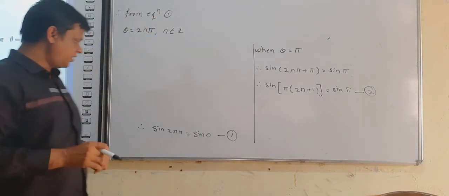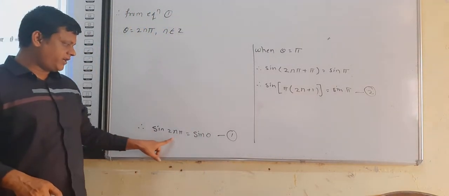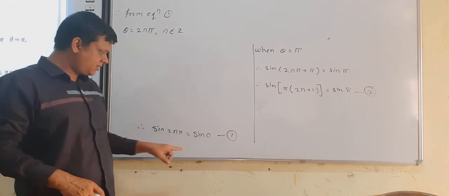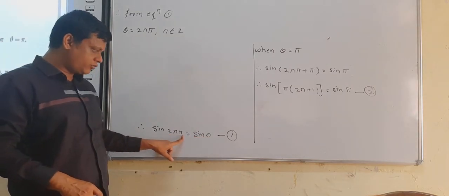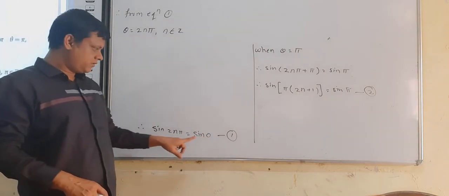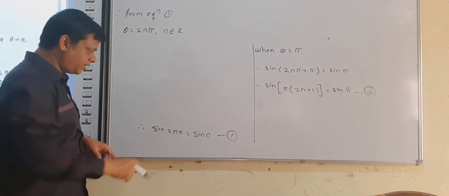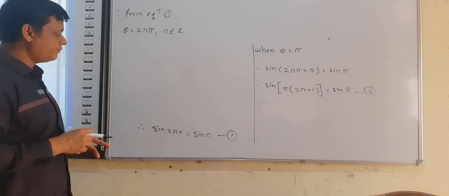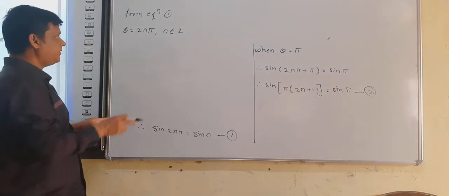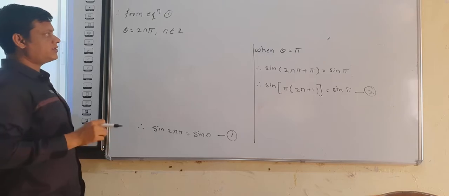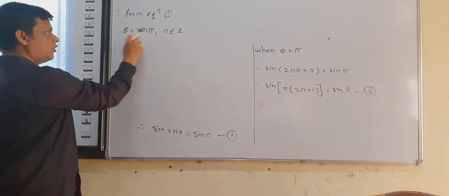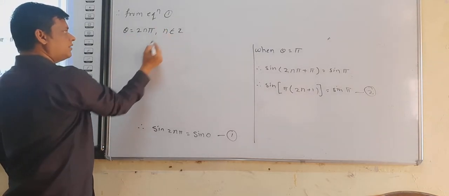Now see from the first equation, sin 2n pi equals sin 0. That means for angle theta equals 2n pi, sin is 0. So we get the value 0 for the angle 2n pi. That means theta equals 2n pi. Now here n belongs to Z.